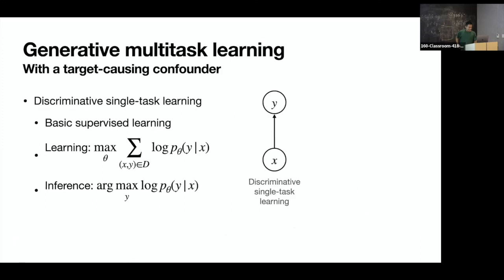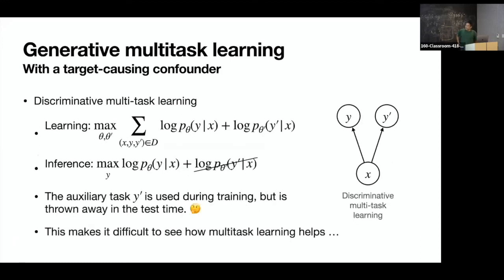So let's see. Now we can think of multitask learning from the same framework, and we're going to start from discriminative multitask learning. Again, the arrows are going up, starting from the input observation, and given that observation, we have a distribution over y and y prime. By drawing a graph like this, we assume that y and y prime, the main and the auxiliary tasks, are conditionally independent of each other given x, the observation.